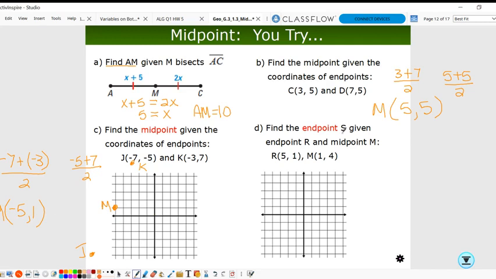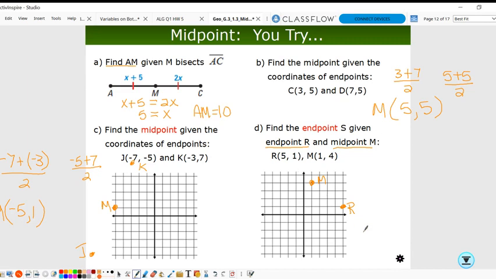Next one says find the endpoint S given an endpoint of R and a midpoint. So my endpoint is over 5, up 1. My midpoint is over 1, up 4. And I have to find, so this is R. This is my midpoint. So I have to find the other endpoint. So it's going to be somewhere over here.